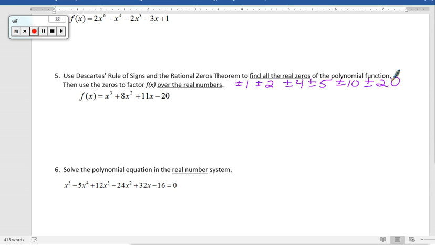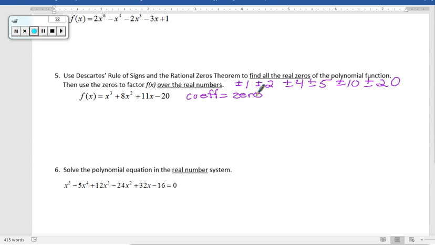Here's a little trick here. If you add up your coefficients, so 1 plus 8 is 9, plus 11 is 20, minus 20, if the coefficients add up to 0, you know that positive 1 is a factor. So I'm going to start my synthetic division here.